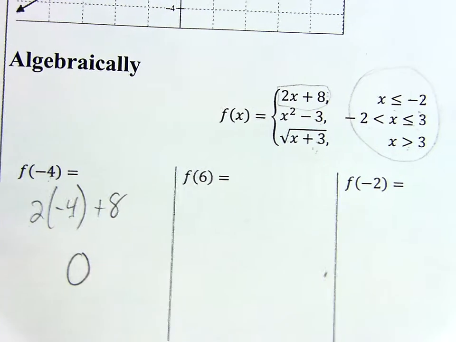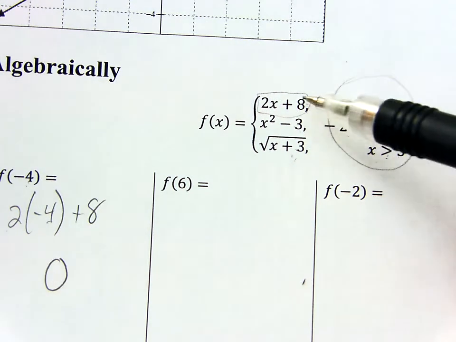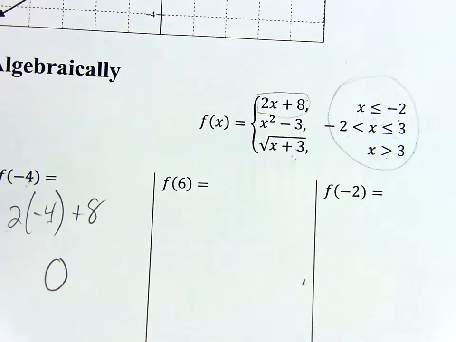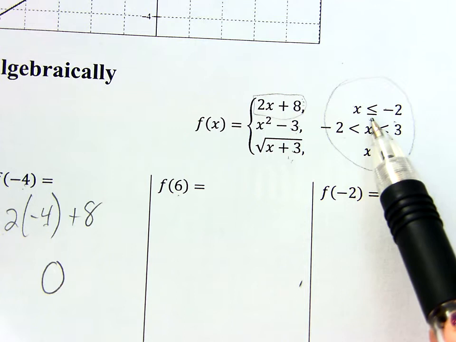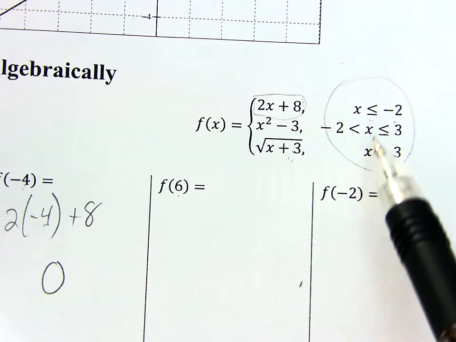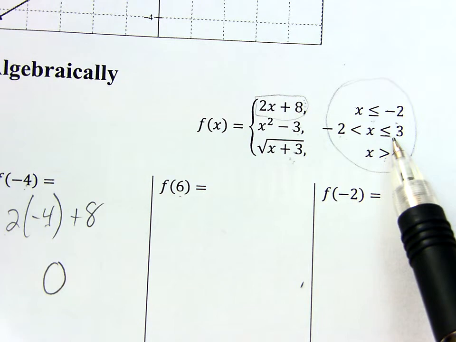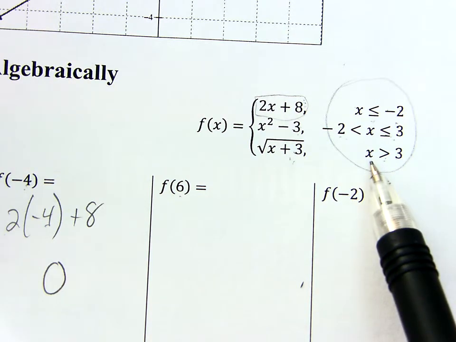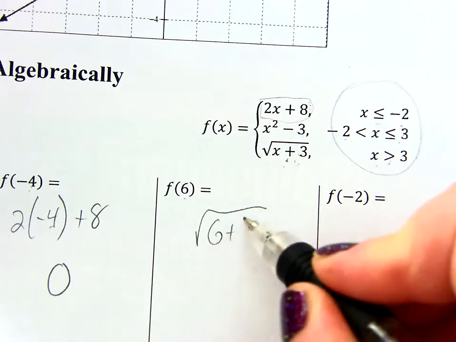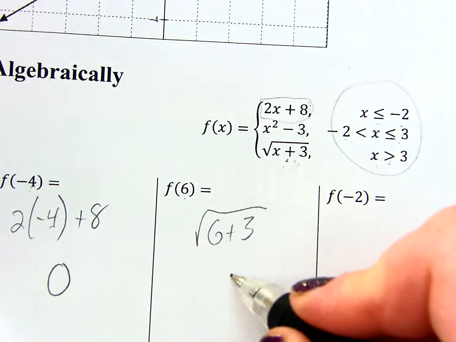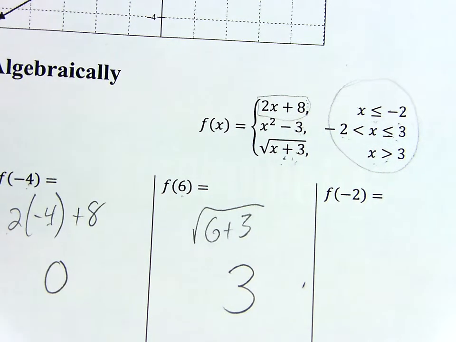So, let's look at f of 6. Are you going to plug it into the top thing, the middle thing, or the bottom thing? The bottom. Does everybody see how they knew that so quickly? I'm plugging in an x value of 6. Is 6 less than or equal to negative 2? No, of course not. Is 6 in between negative 2 and 3? No. Is 6 greater than 3? Yes, so that's how you know to plug it in right there. So, square root of 6 plus 3. 6 plus 3 is 9. Square root of 9 is? 3. Cool.